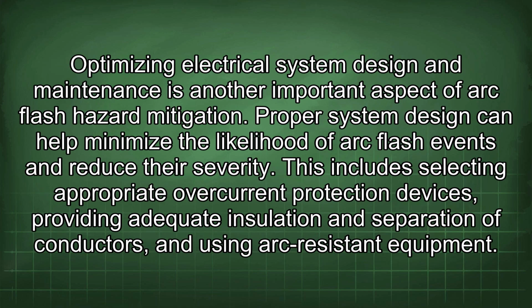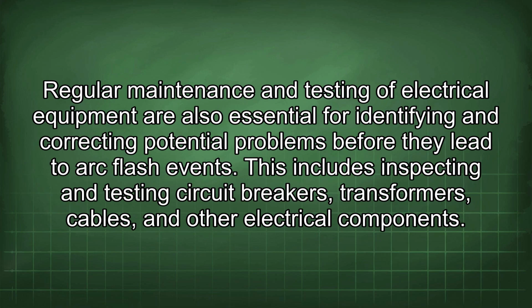Optimizing electrical system design and maintenance is another important aspect of arc flash hazard mitigation. Proper system design can help minimize the likelihood of arc flash events and reduce their severity. This includes selecting appropriate overcurrent protection devices, providing adequate insulation and separation of conductors, and using arc-resistant equipment. Regular maintenance and testing of electrical equipment are also essential for identifying and correcting potential problems before they lead to arc flash events. This includes inspecting and testing circuit breakers, transformers, cables, and other electrical components.